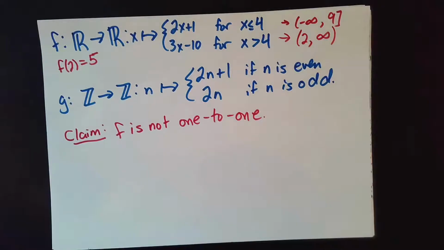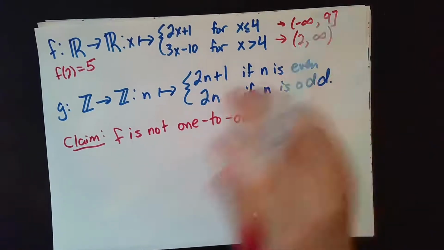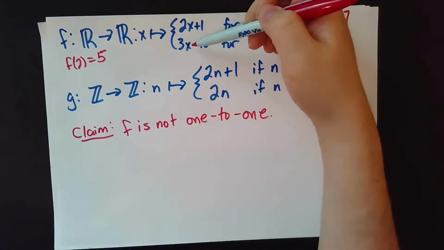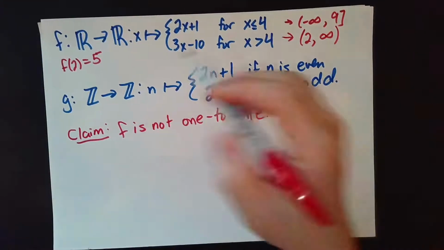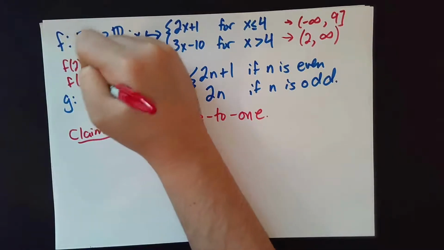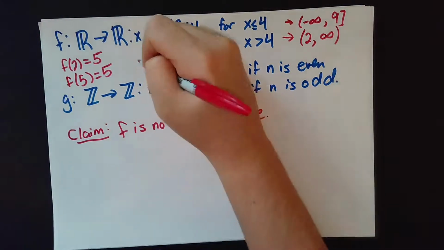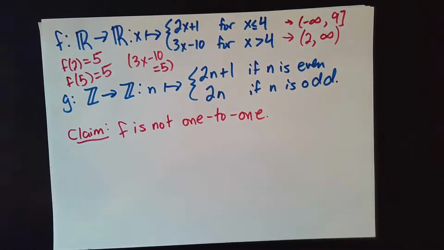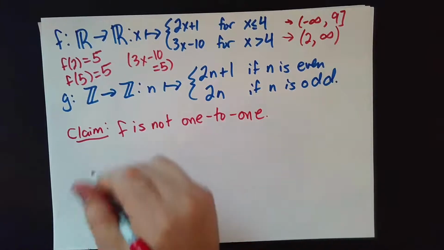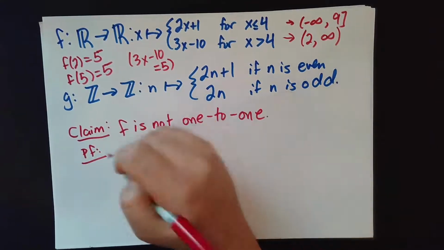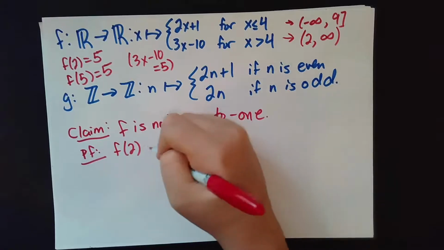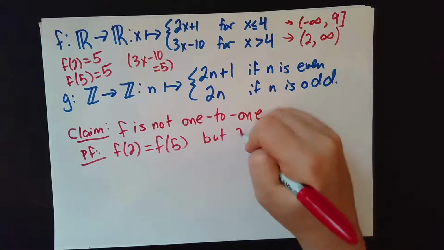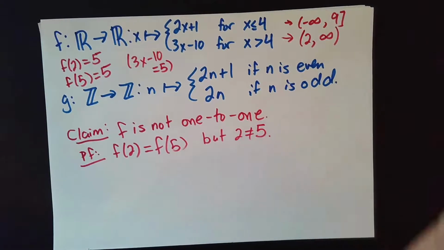But also f of, well, let's see, what would I need in order to make 3x minus 10 equal to 5? Well, I need x equals 5. Right, I just mentally solved 3x minus 10 equals 5. Okay. And so f is not one-to-one, and my proof here is that f of 2 equals f of 5, but 2 is not equal to 5.